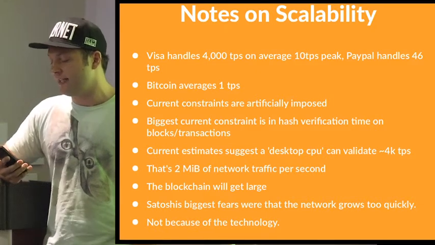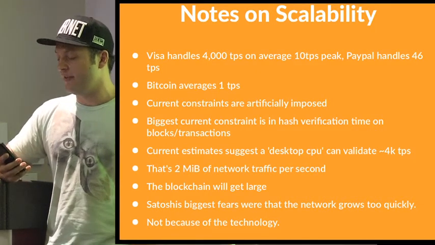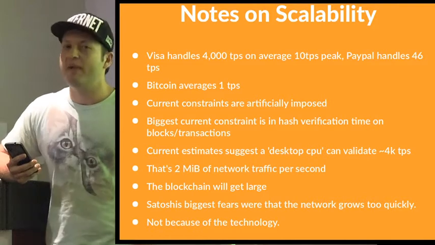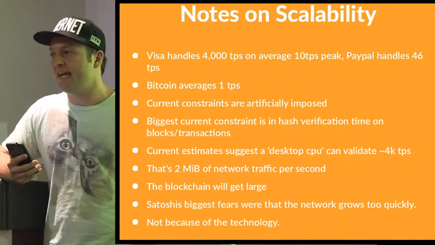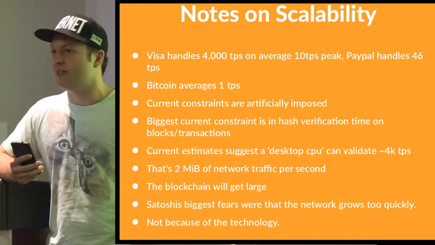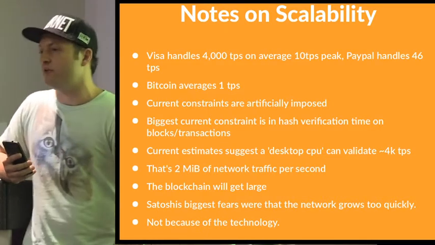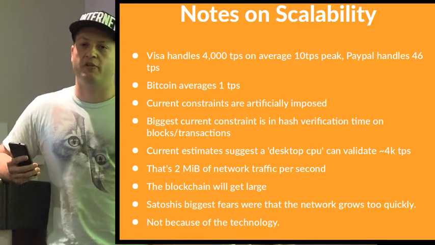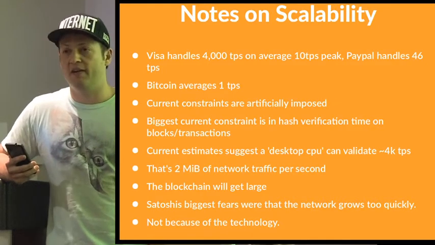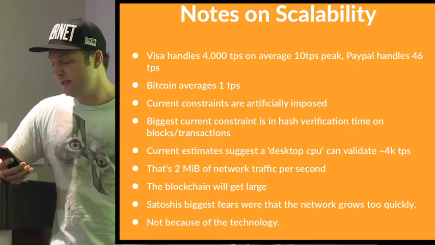At 4,000 TPS, I did some math, this is about 2 megabytes of network traffic per second, which isn't that bad. Certainly your cable modem can handle that. That will make the blockchain pretty huge in very little time, but pruning spent outputs, I think, will help with that. So I don't see any reason why this can't compete with the credit cards and probably more thereafter. And I certainly expect that it will.